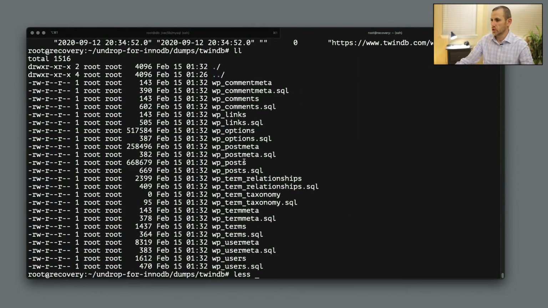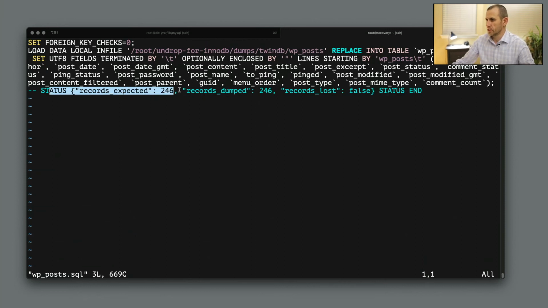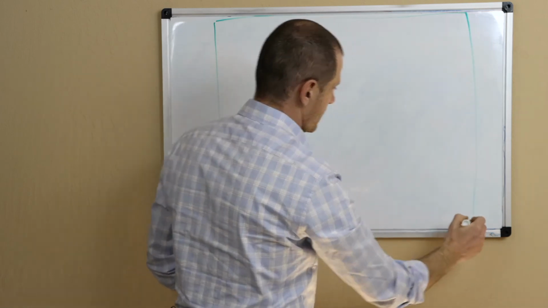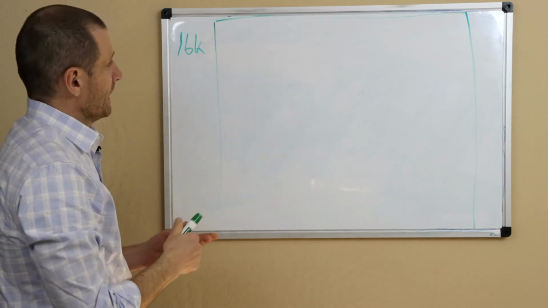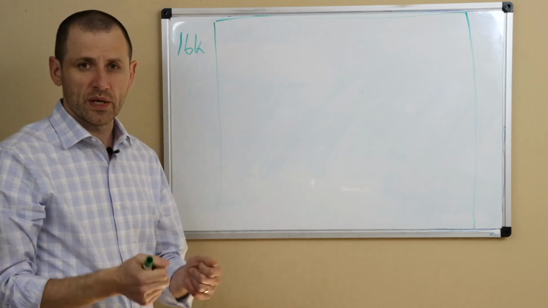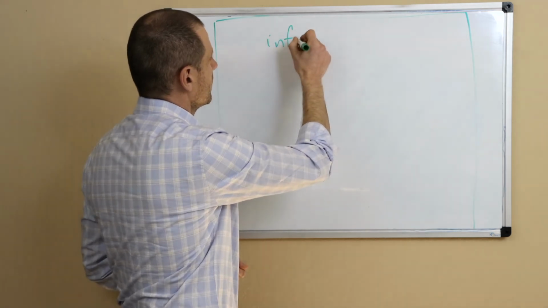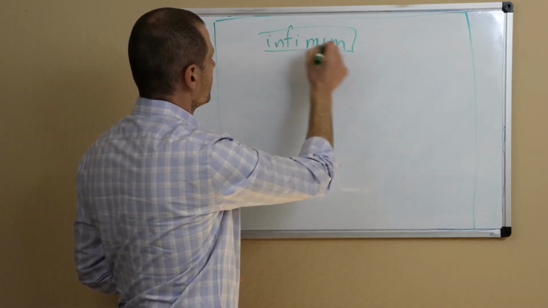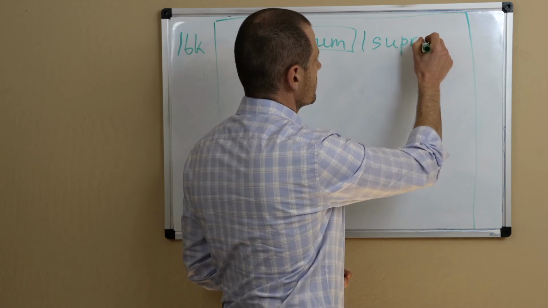Now I want to show another output that you can see in the SQL file. There is a recovery status in here. Okay, this I need to explain on the board. So let's say we have an InnoDB page. It's a 16 kilobyte file. In the beginning of the page, there are two special records. The beginning of the list, Infimum, and the end of the list is Supremum.